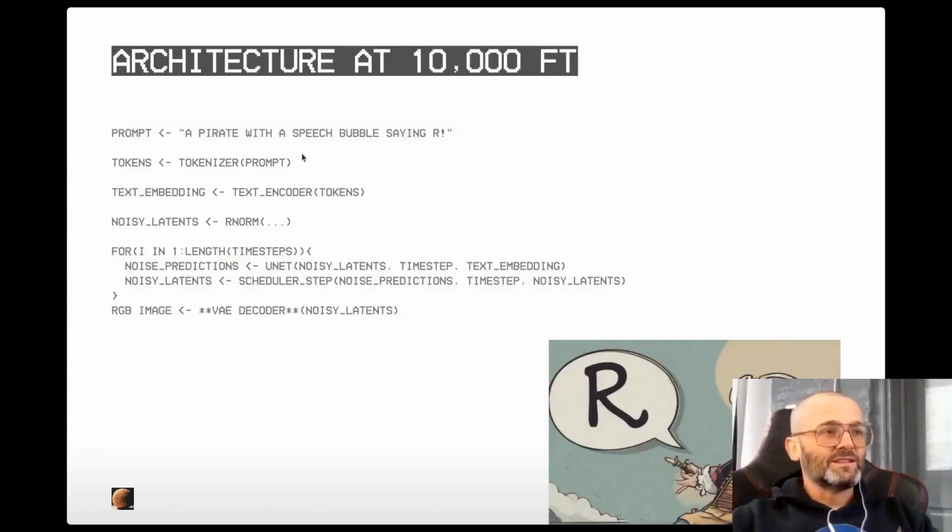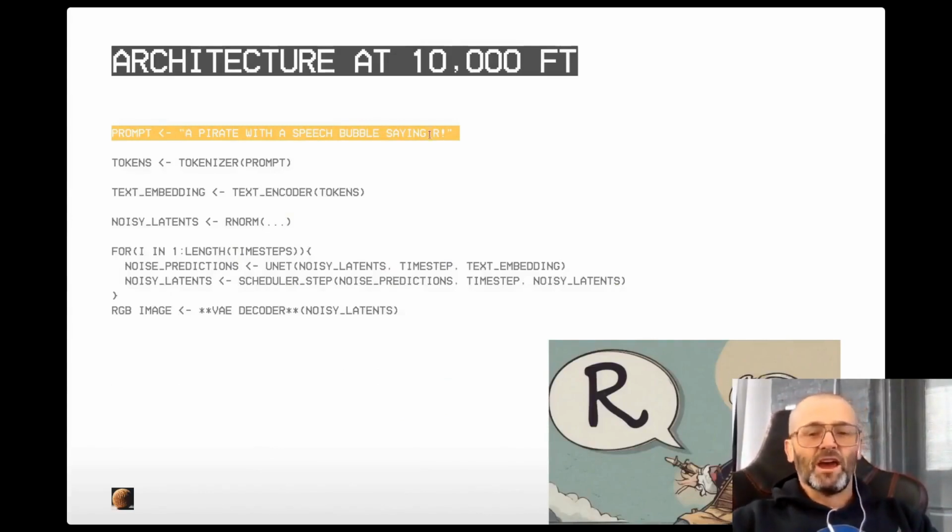So here is, again, the architecture in code at 10,000 feet. You have a prompt, a pirate with a speech bubble saying R. Those are the little pictures I've had here. The prompt goes into a tokenizer that gives you discrete tokens. Typically in the CLIP tokenizer that we use, it's 49,000 tokens if I'm correct.